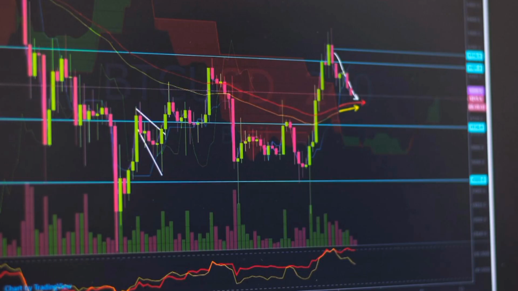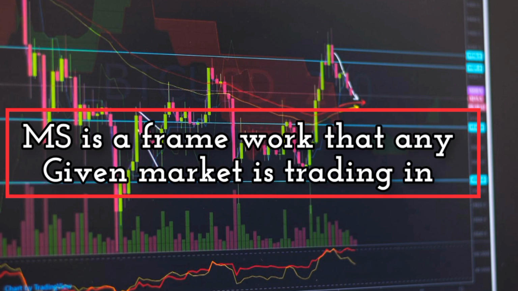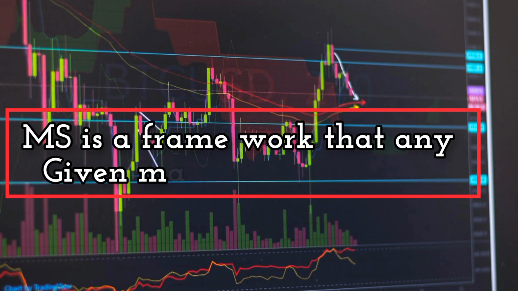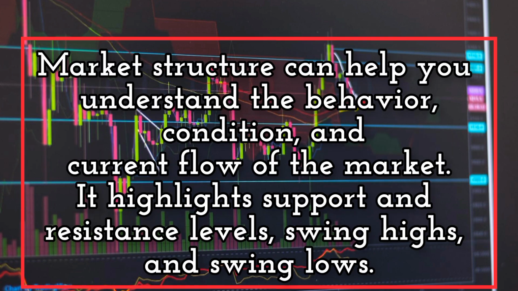So first of all, market structure, as we've said, is the framework or the structure that any given market is currently trading in, right? Market structure can help you identify or understand the behavior, condition and current flow of the market, right? It highlights the support and resistance levels, those swing highs and swing lows, right?